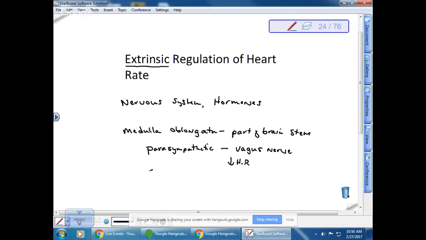Okay. Then in the sympathetic nervous system, we have nerve fibers, just like nerves, but spinal nerves, not cranial nerves. And these would increase heart rate. We say that these are nerves that innervate the SA node. So I'll put innervation of SA node.